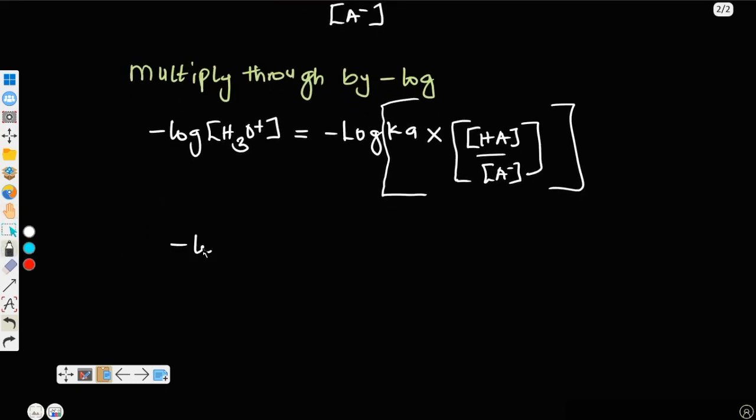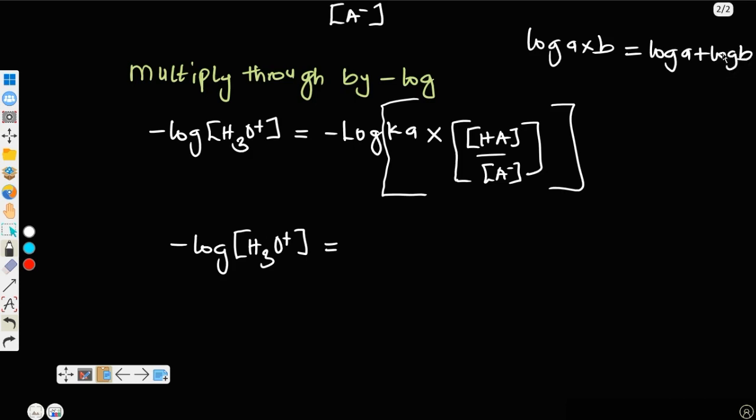We are going to have minus log [H3O+] equals... use this log now to open through. In mathematics, if you have log A times B, it's still the same thing as log A plus log B. Is that okay? If you have log A times B, it's still the same thing as this.